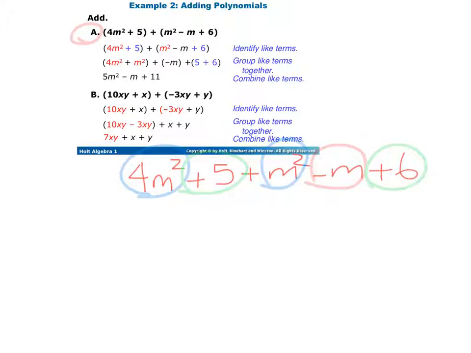So for the blue ones, the m squareds, I would get 4m squared plus 1m squared, and that would become 5m squared. There was nothing else that I circled in red, so I just rewrite the negative m. And then I can just drop the parentheses and group your like terms.